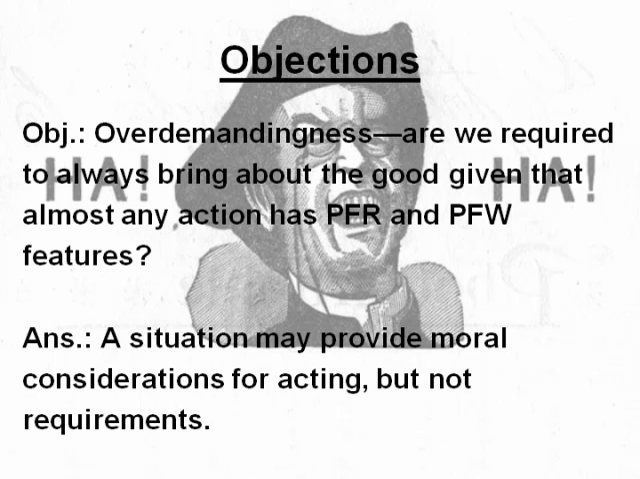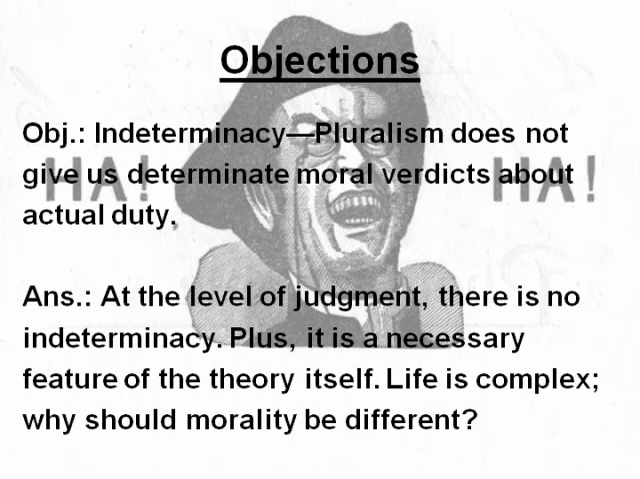Second, we may be able to ask about the question about over-demandingness. Are we required to always bring about the good, given that almost any action has prima facie right-making and prima facie wrong-making features? This is important. What Ross is able to do here is he's able to tell us that situations may give us moral considerations for acting, but may not necessarily require us to act in certain ways. Again, the use of judgment is going to be absolutely key here. But he believes that reality doesn't necessarily dictate our actions.